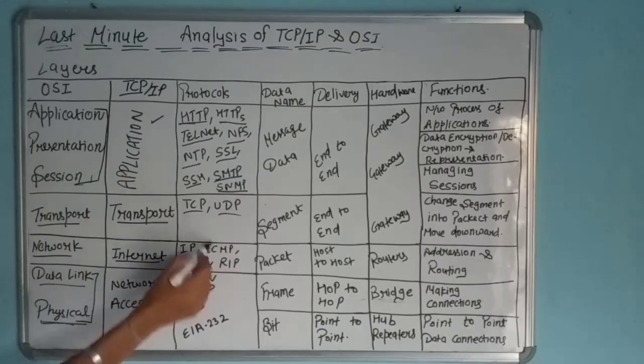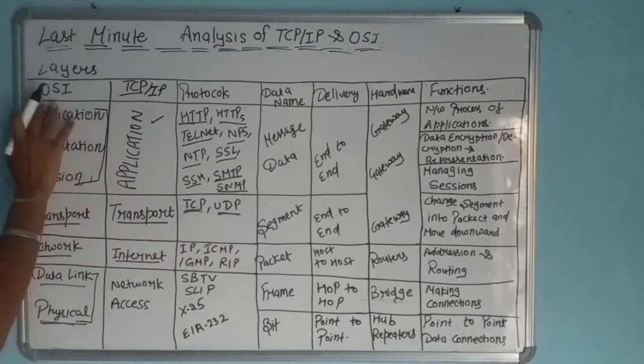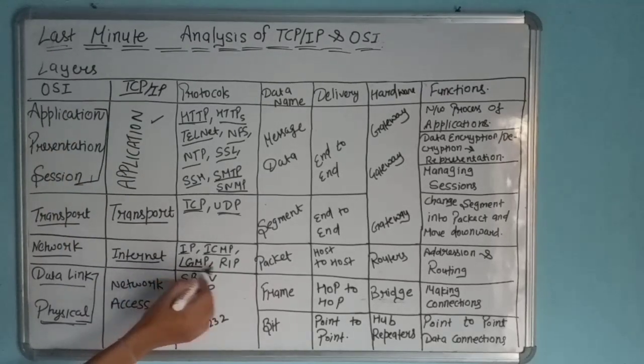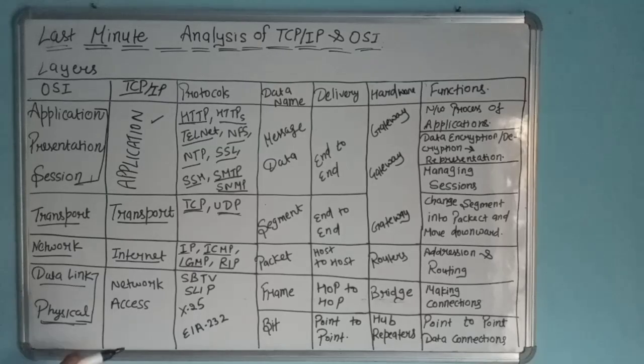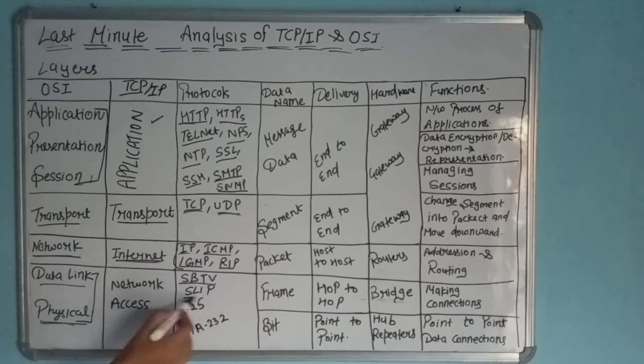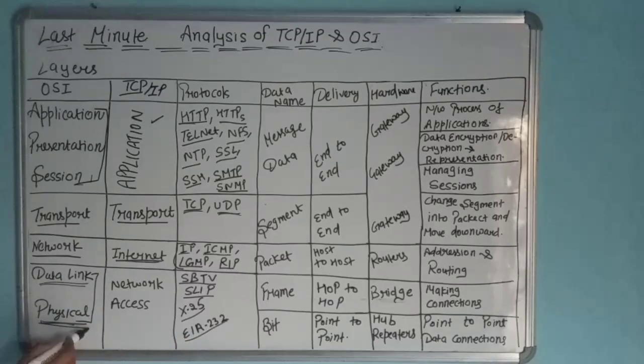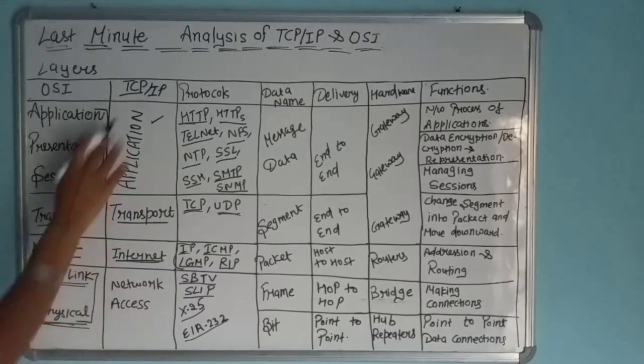TCP and UDP are the important protocols of the transport layer related to the TCP/IP and OSI model. IP, ICMP, IGMP, RIP are the important protocols of the network layer and internet layer, and the full forms of these protocols you can see at the end of this video and also in the description box of this video. And SLIP, X.25 and EIA 232 are the protocols that are used in the data link layer, physical layer, and network access layer of the TCP/IP model.